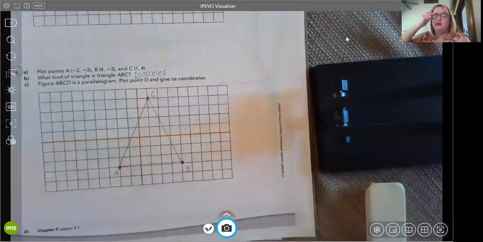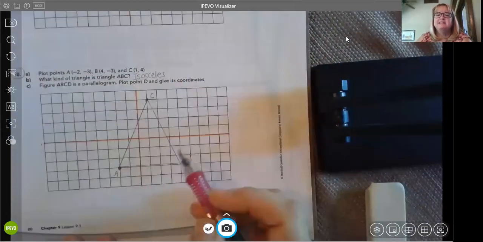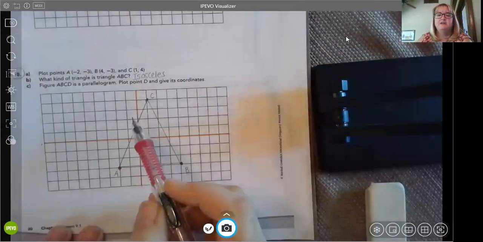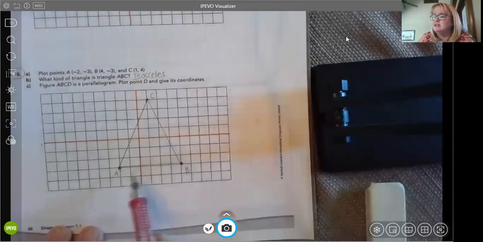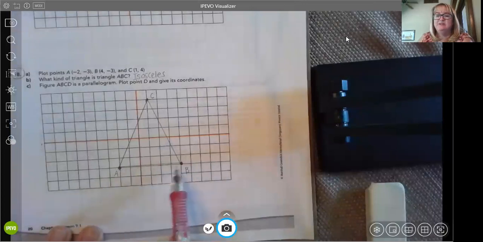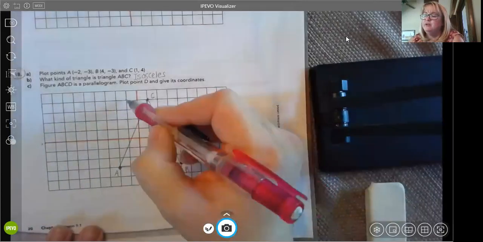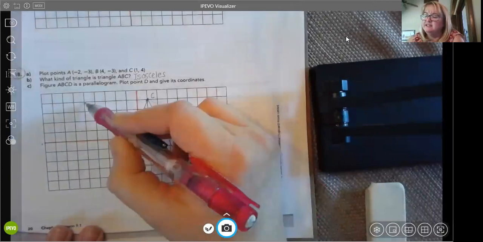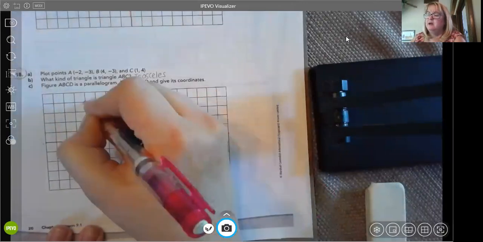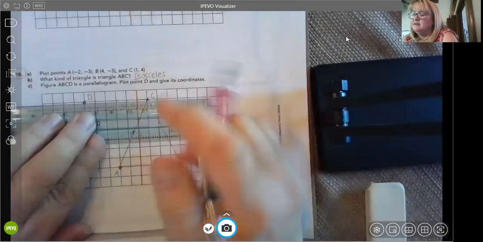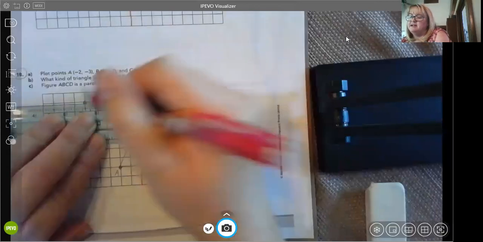And how we know how far to go, that's the trick, is that the opposite sides of a parallelogram are the same length. So A to B is 1, 2, 3, 4, 5, 6 across, 6 units. So C going to D has to be across 6 units. 1, 2, 3, 4, 5, 6. This is D. All right, so now I need to connect C to D and D back to A.